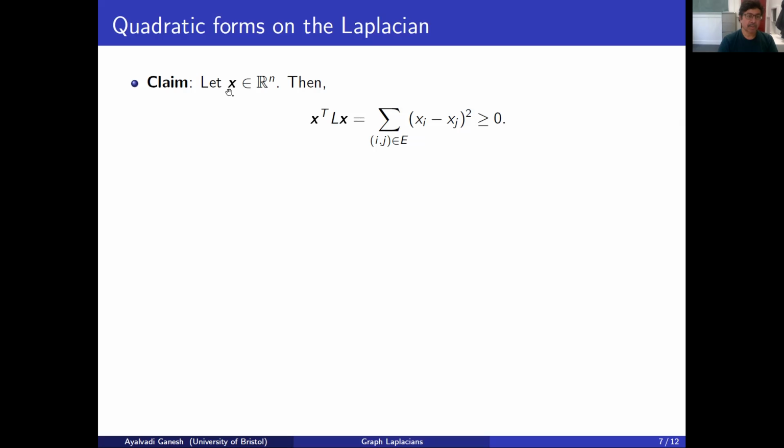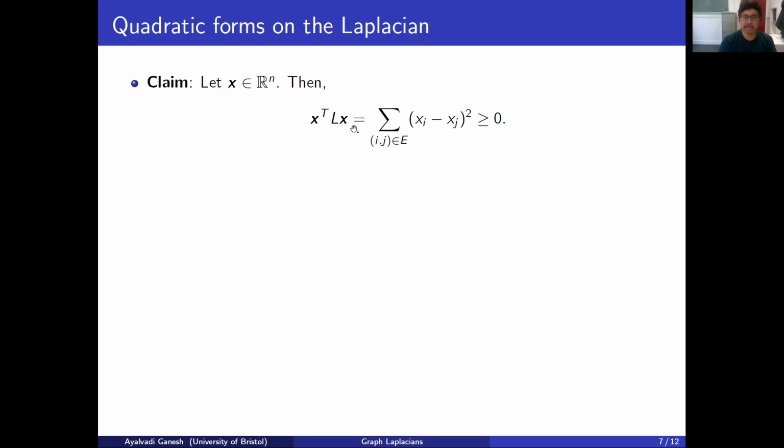Okay, so let x be any arbitrary column vector in R^n. Then x transpose Lx, we'll call this kind of object a quadratic form. So it's a quadratic in x, and L defines this quadratic. And if you calculate this, so L is a matrix, x is a column vector, Lx is a column vector, and x transpose times that is a scalar. So this whole thing is a scalar.